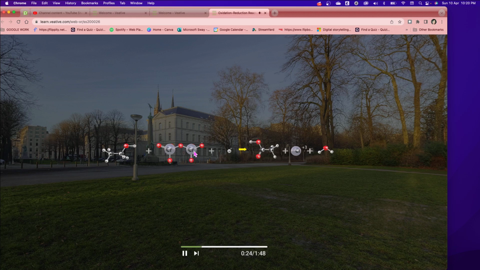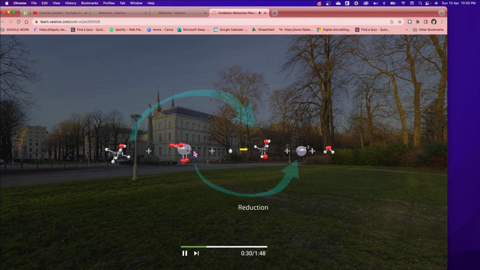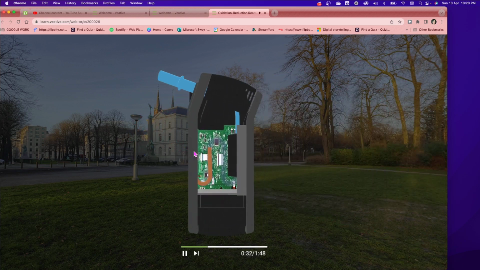Here, ethyl alcohol is oxidized to acetic acid, and a dichromate ion is reduced to a chromium ion. The color of the solution changes from orange to green due to the reduction of the orange-colored dichromate ion to the green-colored chromium ion.